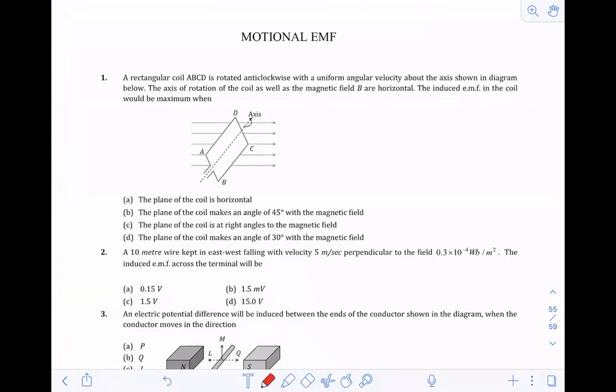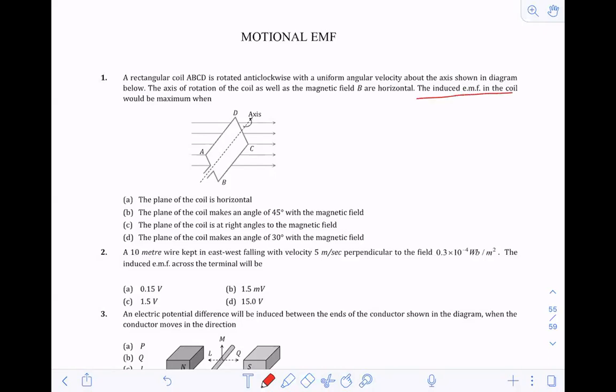Okay. So I have got answers C, C. One answer as A. Two students have answered A, remaining have answered C. So the correct option is A. The plane of the coil is horizontal. Now just read the question properly and then try to answer.